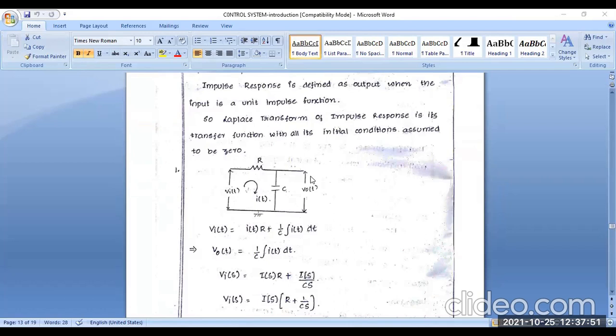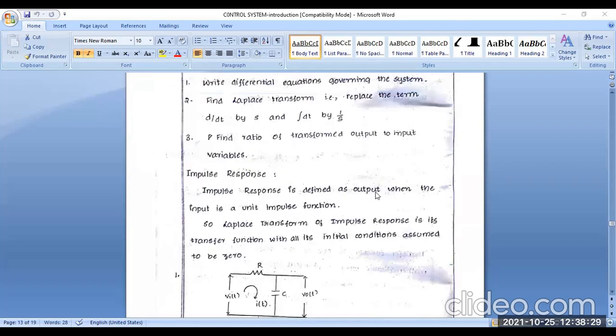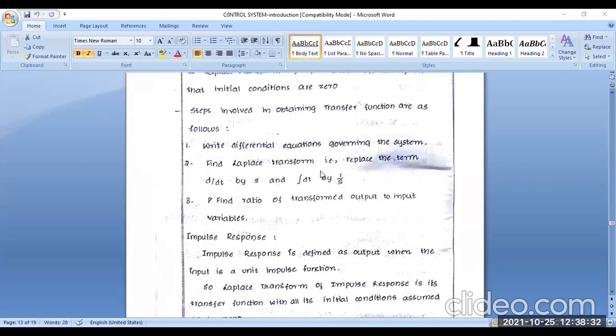Okay, so we have to apply this to an RC circuit. Here you can see the input section, that is the input voltage, and then the output voltage, VOT, which we denote here. This is the resistor, R, and also the capacitor, C, in the RC circuit. The impulse response is defined as the output when the input is a unit impulse function. So we apply the Laplace transform to the impulse response, that is the transfer function, with all initial conditions assumed to be zero, because we have to follow these three rules also.